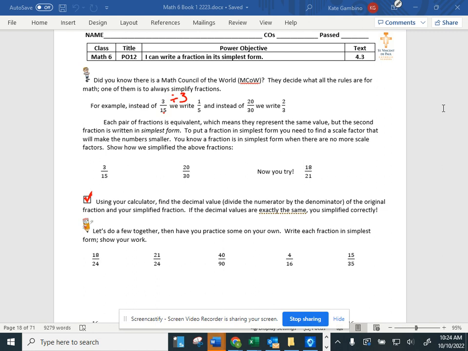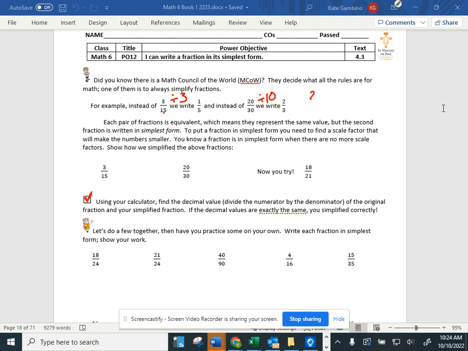So if we look at this, what was our scale factor that we divided by? 20 divided by what gives me 2, Isabel? 10. And 30 divided by 10 gives us 3. So it's a scale factor of 10. We can simplify that out. Sometimes we don't find the biggest factor to factor out, and we have to simplify again.